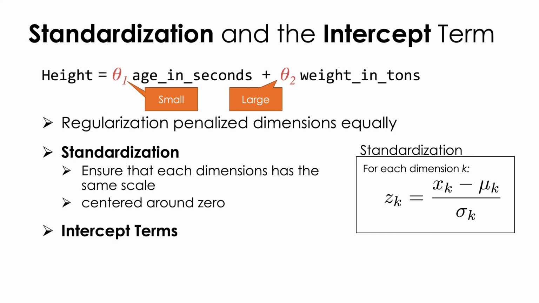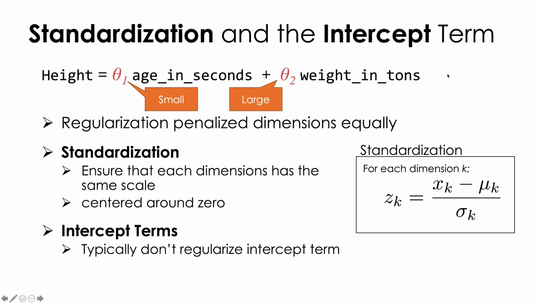One thing that we don't typically regularize is the intercept. So the intercept term is the extra constant that we would have in this model. So in this model here, it would be the plus a theta 0 term. And we don't typically regularize a theta 0 term because it's needed to essentially approximate the mean of the y value that we're trying to predict.